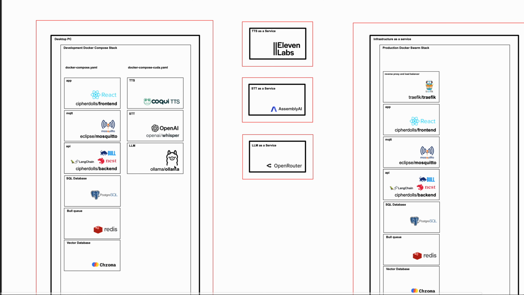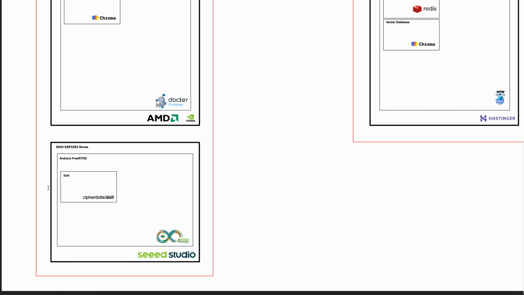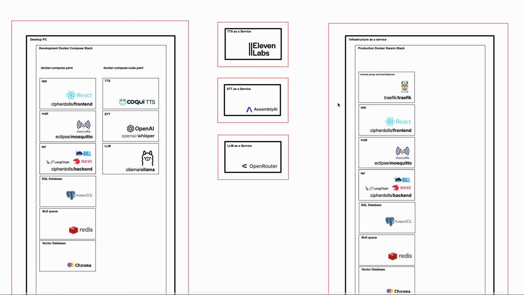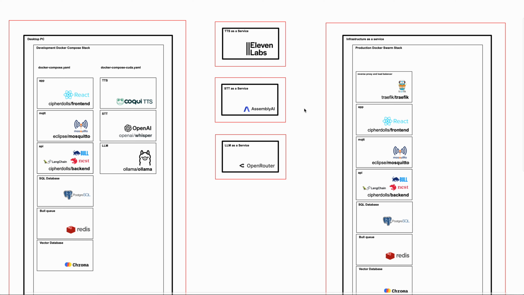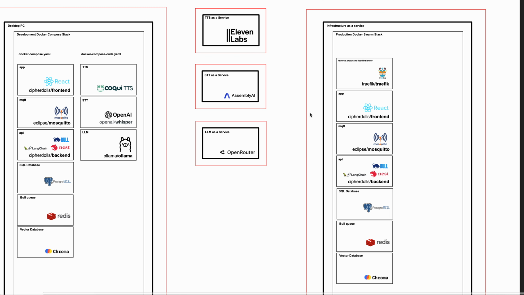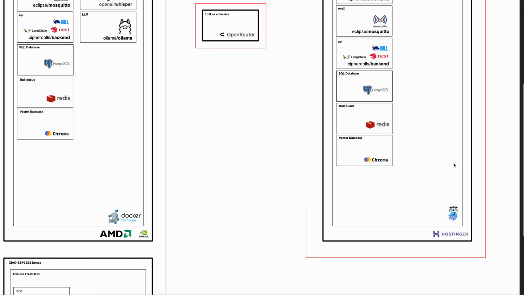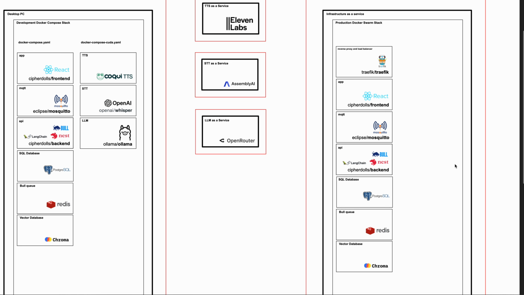So this is one reason it's very fast to run this locally, but at the end I want to run it in production or in a cloud-based environment. So I also have this similar stack running in production on Hostinger. It's a Docker Swarm stack. So it's not really different, except, for example, that there are no GPU-related services.